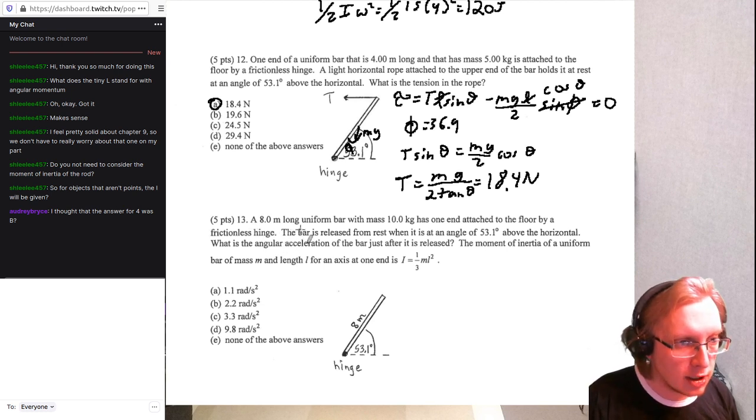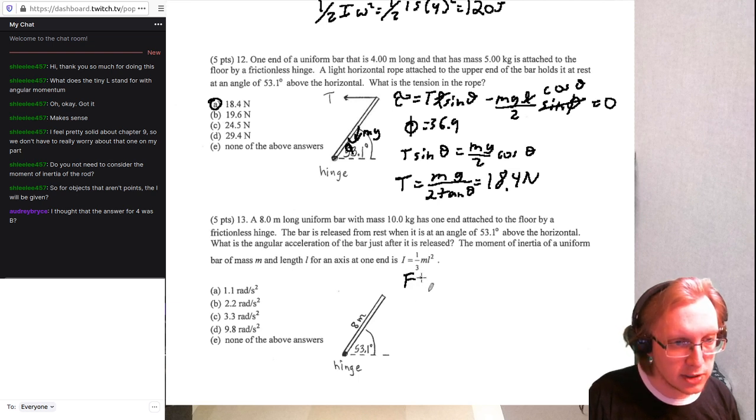Let's see here. An 8-meter long uniform bar with mass of 10 kilos has one end attached to the floor by a frictionless hinge. Bar is released from rest at an angle of 53.1 degrees above the horizontal. What is the angular acceleration of the bar just before it is released? Moment of inertia for a uniform bar of mass m and length l is given as 1/3 ml squared. Very good. All right.